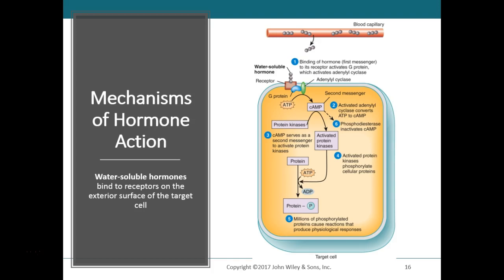Let's go back through this. Insulin was released because blood sugar levels were high. The insulin diffused out of the bloodstream and bound to a receptor on the extracellular surface of the cell. It turned on an enzymatic pathway that resulted in glucose transporters being embedded in the cell membrane. Then the glucose could be brought into the cell.